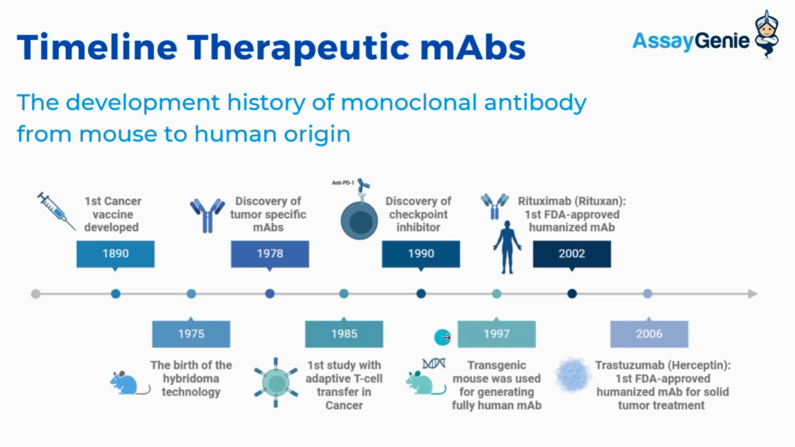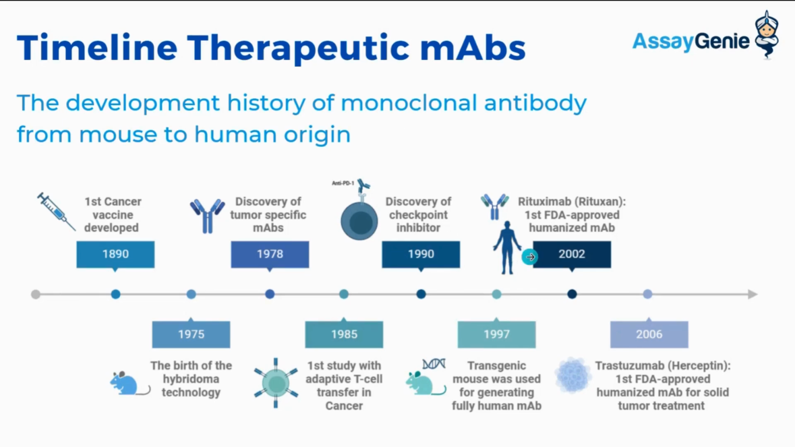Then in 1997, transgenic mice were used for generating fully human monoclonal antibodies. And then in the early 2000s, in 2002, we had the first FDA-approved chimeric monoclonal antibody, rituximab. And then in 2006, we had the first FDA-approved humanized monoclonal antibody being used for solid tumor treatment in patients.